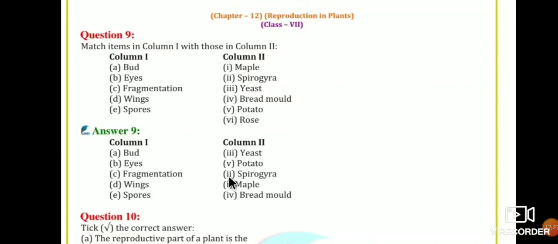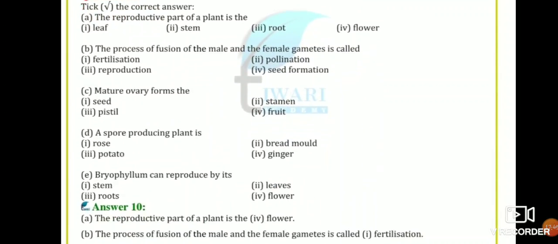Next, fragmentation. This is one and only Spirogyra. Wings means they fly away with the wind, like we just discussed in the previous question. So the example for wings is maple. Spores: bread mold. Bread mold has spores, you already know that.